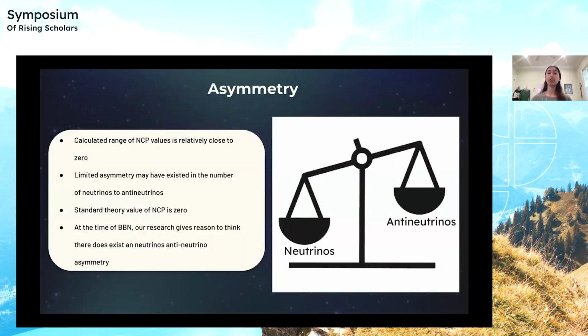In conclusion, our calculated range of NCP values is relatively close to 0, which matches up pretty closely to the standard theory value of 0, except the standard theory value tells us that there is no asymmetry that existed between the antineutrinos and neutrinos, whereas our value is not completely 0, so it gives reason to think that there does exist a neutrino to antineutrino asymmetry.